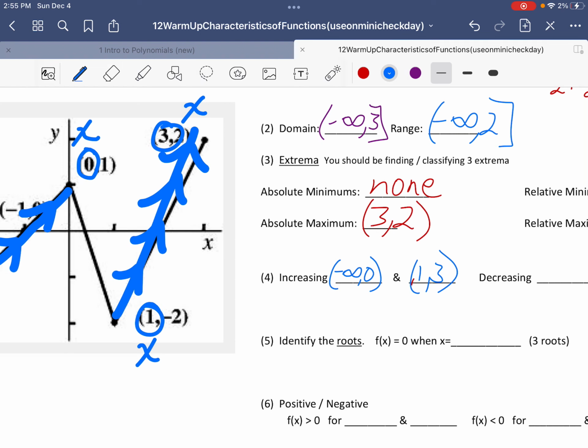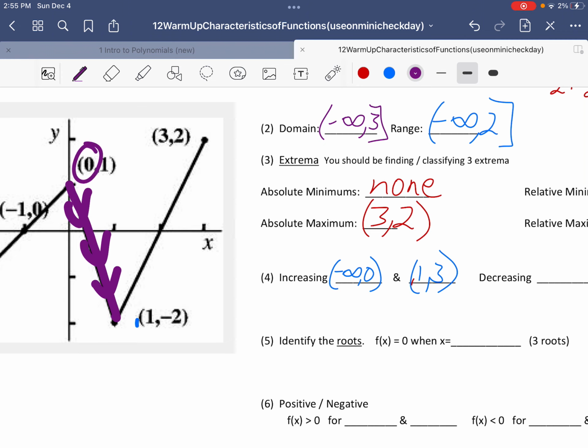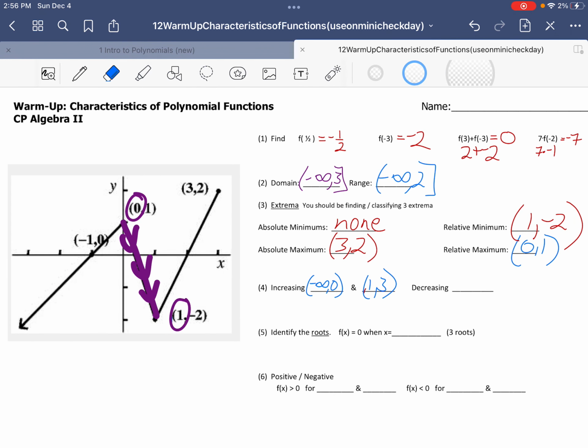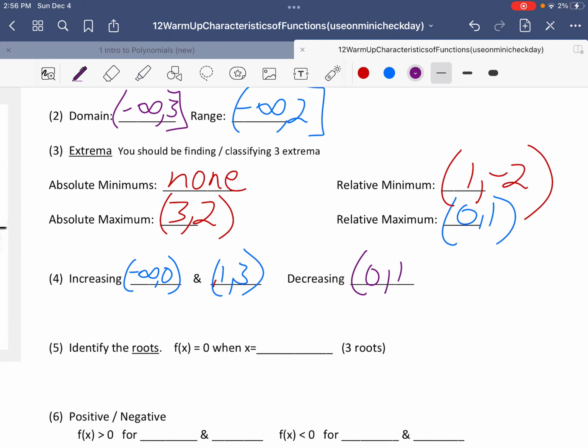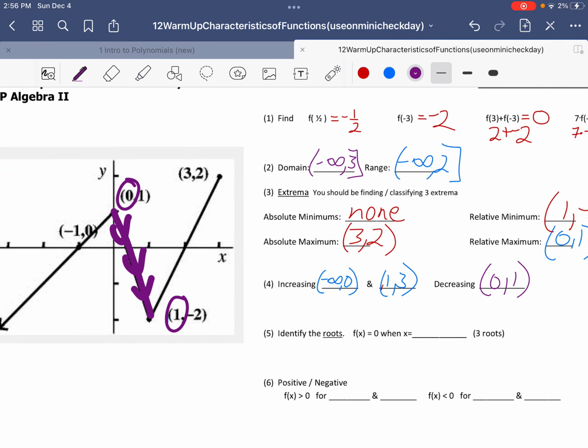Now the graph is decreasing when we go down. And when we go down, that would be from left to right, this section. We just want to give it as the x values. X equals 0 to x equals 1 is that purple region when it's going down. So we can say 0 to 1. Now notice I don't use brackets because at the moment that I'm equal to those points, I'm neither increasing or decreasing.